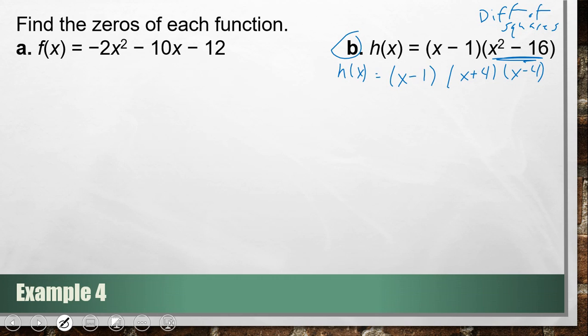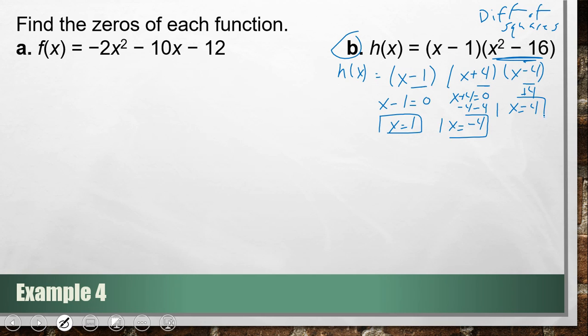So now when I'm asked to find the zeros, it's really like you're setting each of these things equal to 0. So if I set x minus 1 equal to 0, I'm going to get x equal to 1, and that's one of my zeros. If I set x plus 4 equal to 0, subtract the 4, and you get x equals negative 4. That's another one of your zeros. And then on this one, I would add 4, and we get x equals 4. That's another one of your zeros. As points, these would be 1, comma 0, negative 4, comma 0, and 4, comma 0.